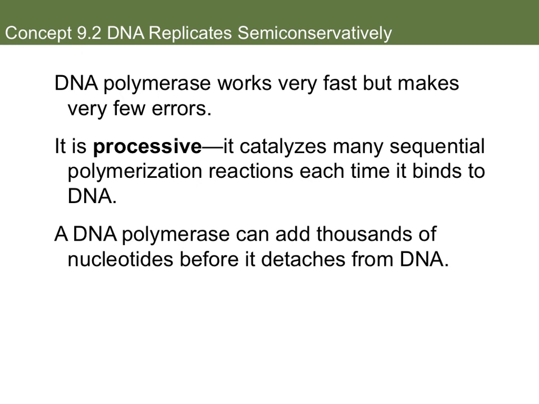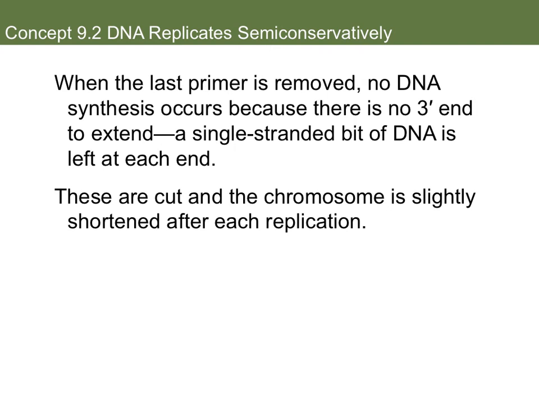DNA polymerase works very fast but makes very few errors. This is called processive. It catalyzes many sequential polymerization reactions each time it binds to DNA. A DNA polymerase can add thousands of nucleotides before it detaches from DNA. When the last primer is removed, no DNA synthesis occurs because there's no 3' end to extend. A single-stranded bit of DNA is left at each end. These are cut and the chromosome is slightly shortened after each replication.